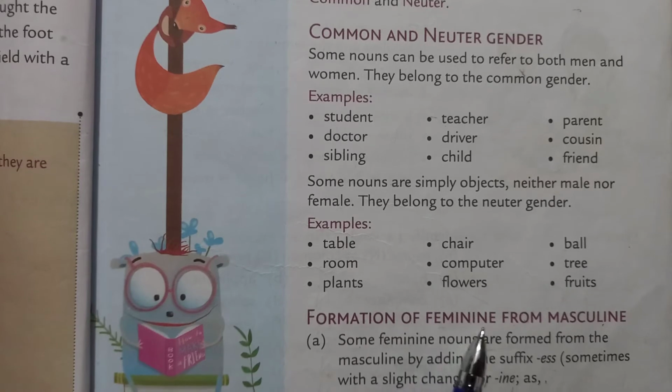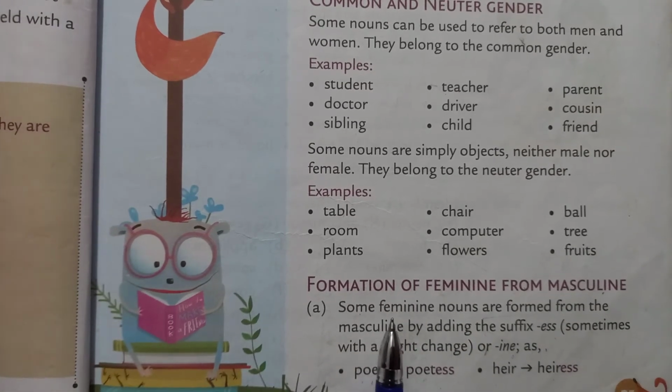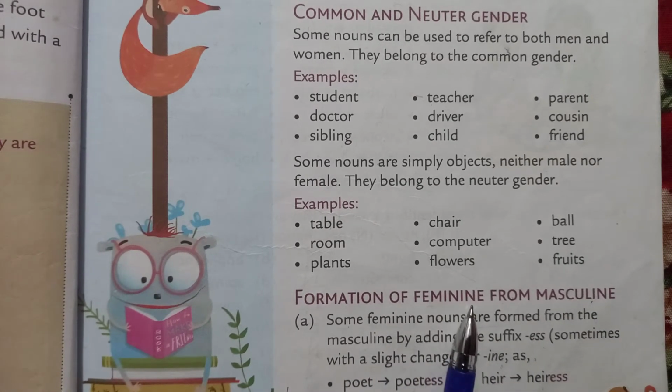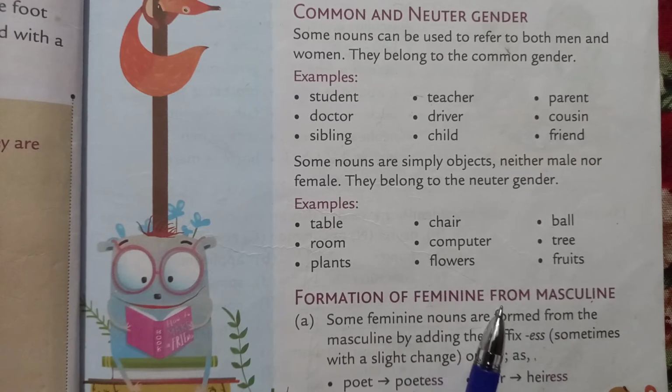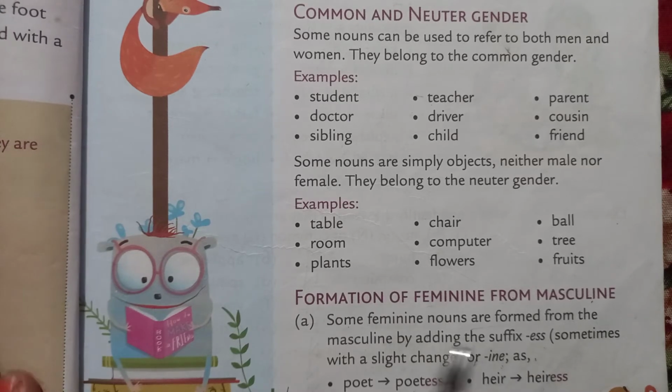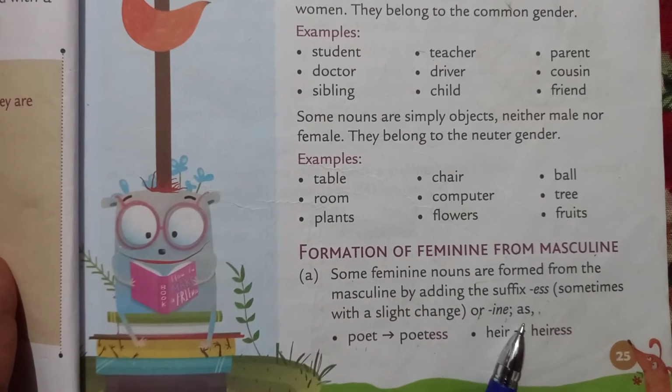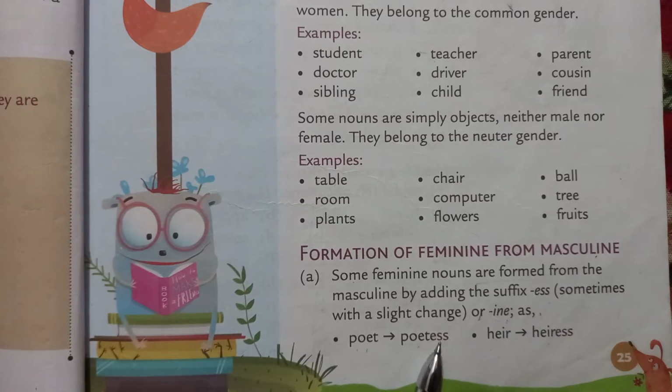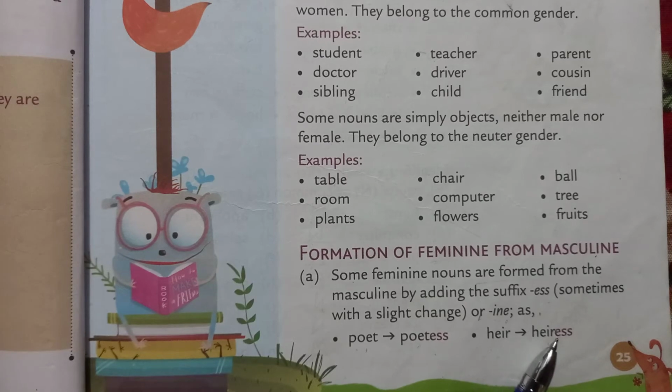Now, formation of feminine from masculine means how you can change from masculine to feminine. Some feminine nouns are formed from the masculine by adding the suffix ess, sometimes with a slight change, or ine. So we can change masculine to feminine by adding a suffix at the end of that word. For example, poet. The feminine of poet is poetess. So poet here is masculine and poetess is feminine gender.